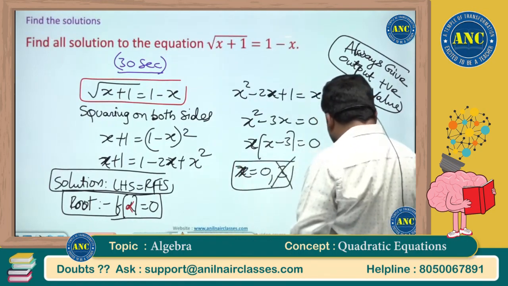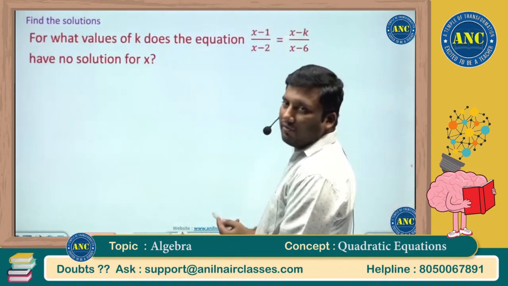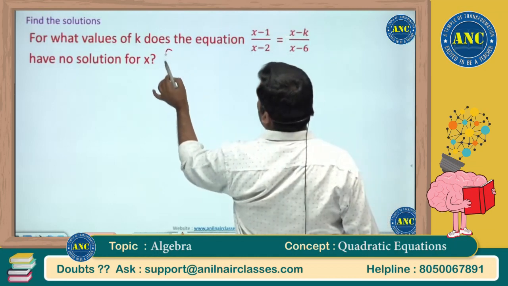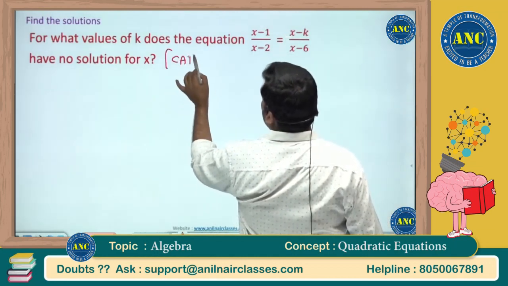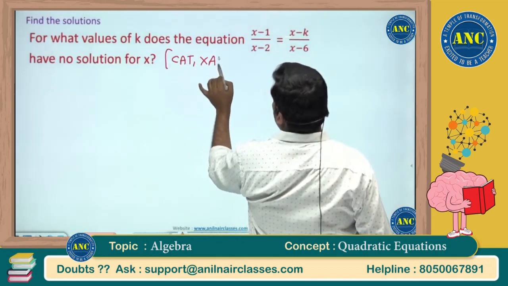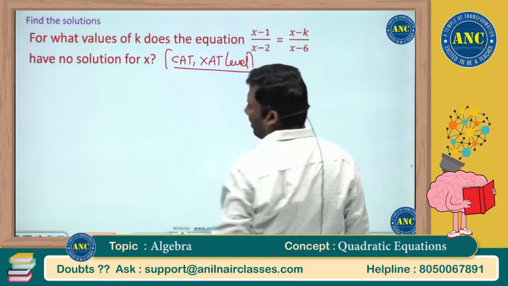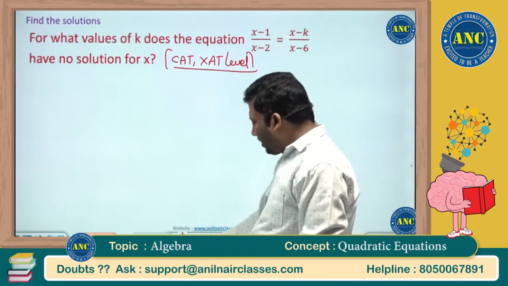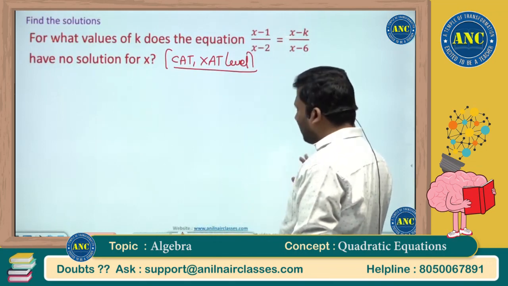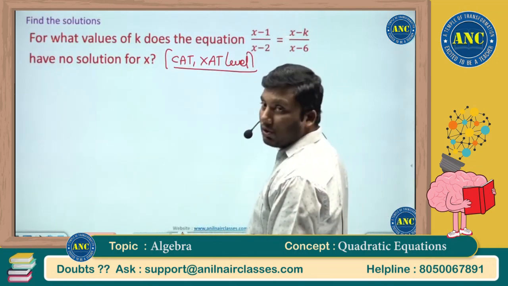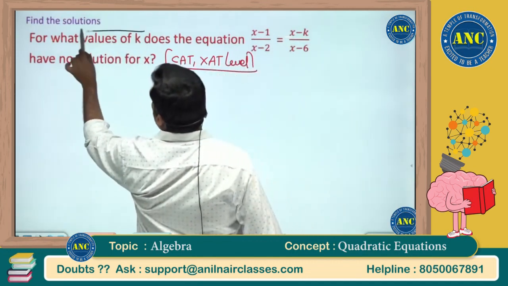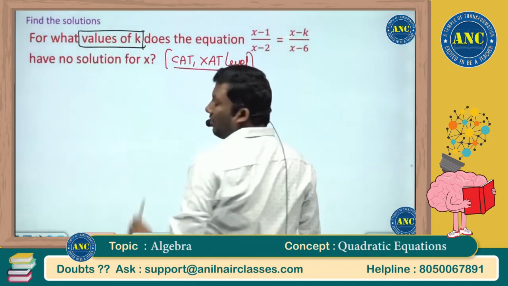So x equivalent to 3 is not a solution. This is a very, very good CAT and exact level question. In fact, for SSC also, this kind of question you should know. Read the question first. For what values of k? We don't want the values of x. We want the value of k.